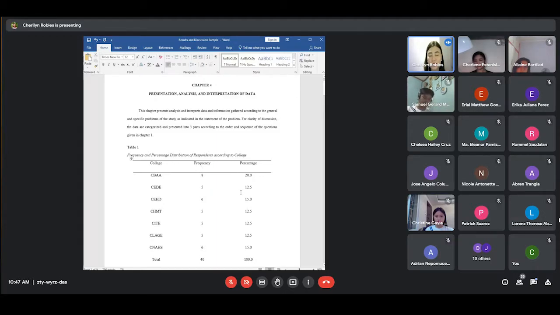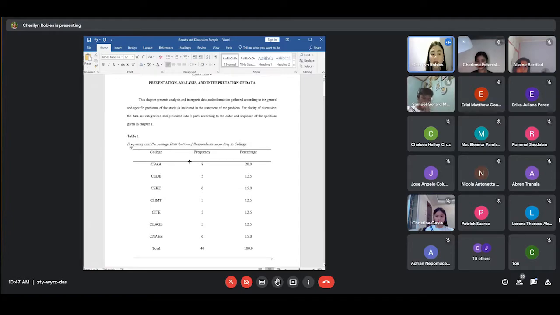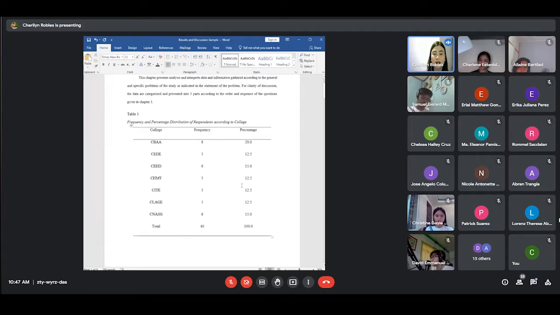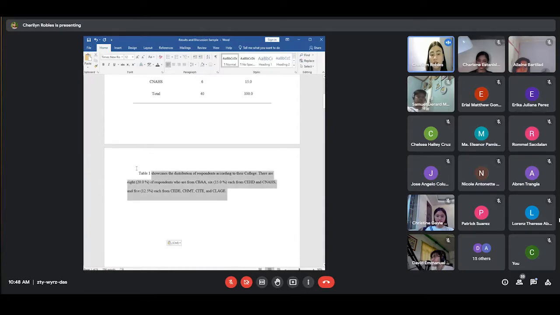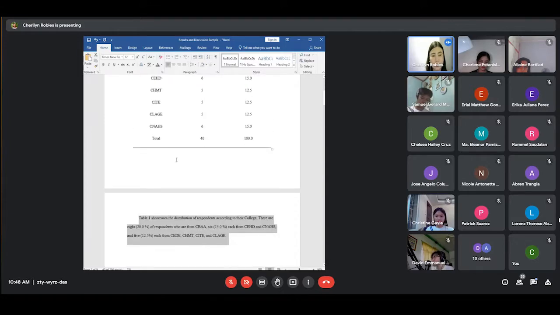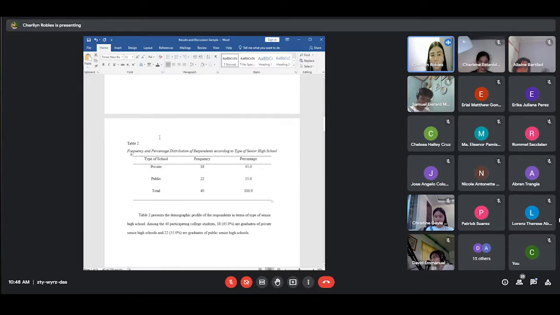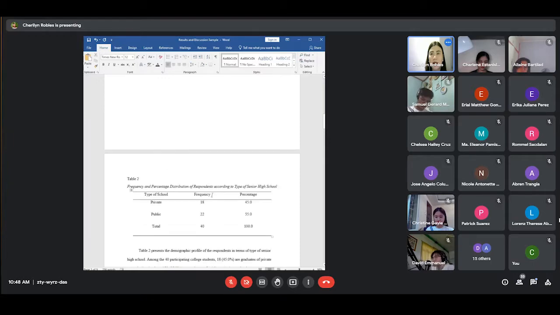Again, in all researches you will have this frequency and percentage distribution of respondents according to relevant category like age, gender, religion, and so on and so forth. Except for experimental research, if you don't have participants or respondents in the study, you will not do this table. Next, of course, there should be interpretation about this table. Next thing to show is this one.